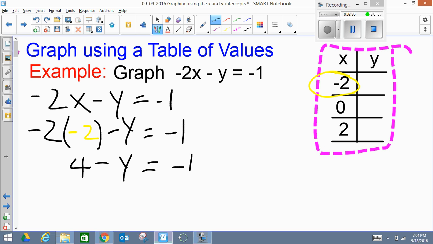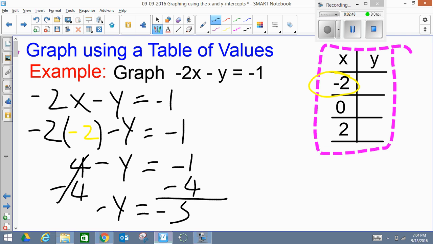I gotta leave the y by itself, so I gotta cancel the 4. Minus 4, minus 4. This 4 is canceled. You have negative y equals negative 4. I'm sorry, negative 1 minus 4 is negative 5.